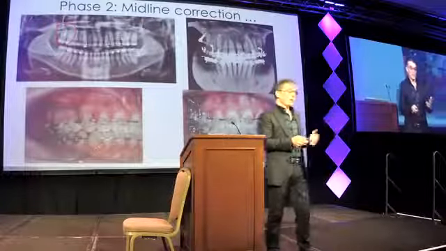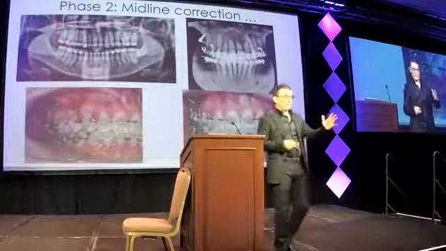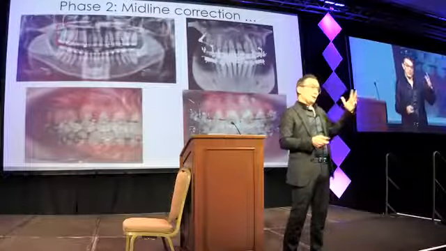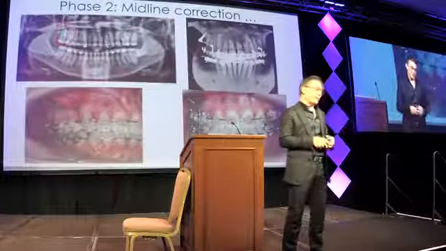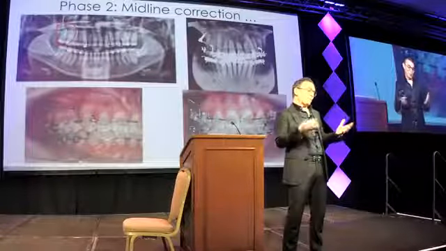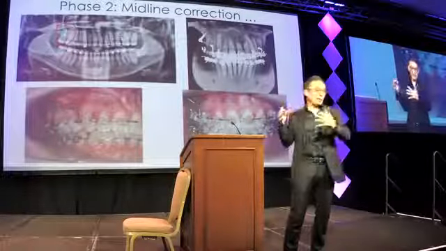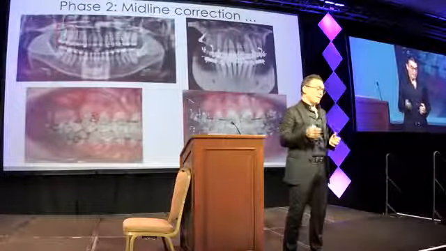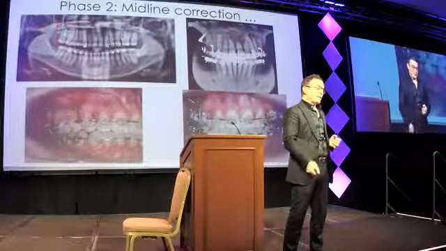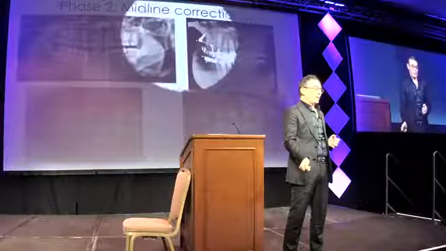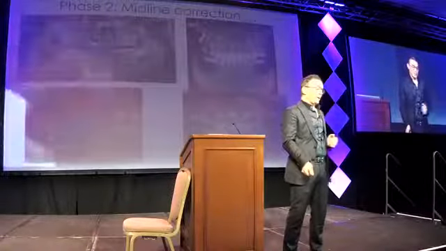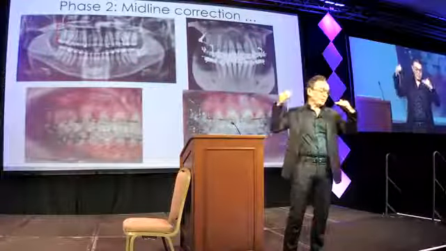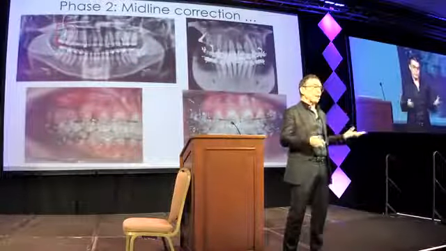Then, for phase 2, we are going to place, outside of the roots, an infrazygomatic crest mini screw that will allow me to rotate the upper arch to the right, distalize my molars, and bring my midline to the facial midline. You can see here the position of the screw on top of the roots. And the way we are loading here, while extruding, we are distalizing on the other side. This is the push-pull mechanics that we are using.